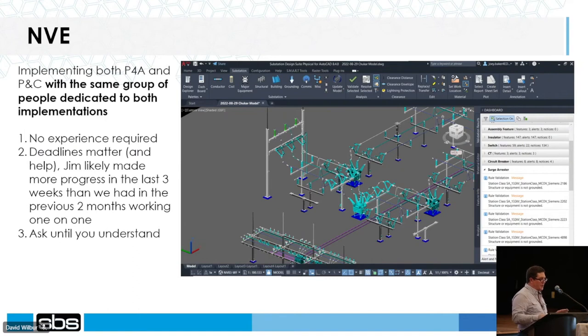No 3D CAD experience at all within the organization when we started implementing with NV Energy. One thing I picked up here is, I think deadlines matter. Put in those, hey, I need to report to the VP checkpoints, okay? Make those things public, make them big, make them important.